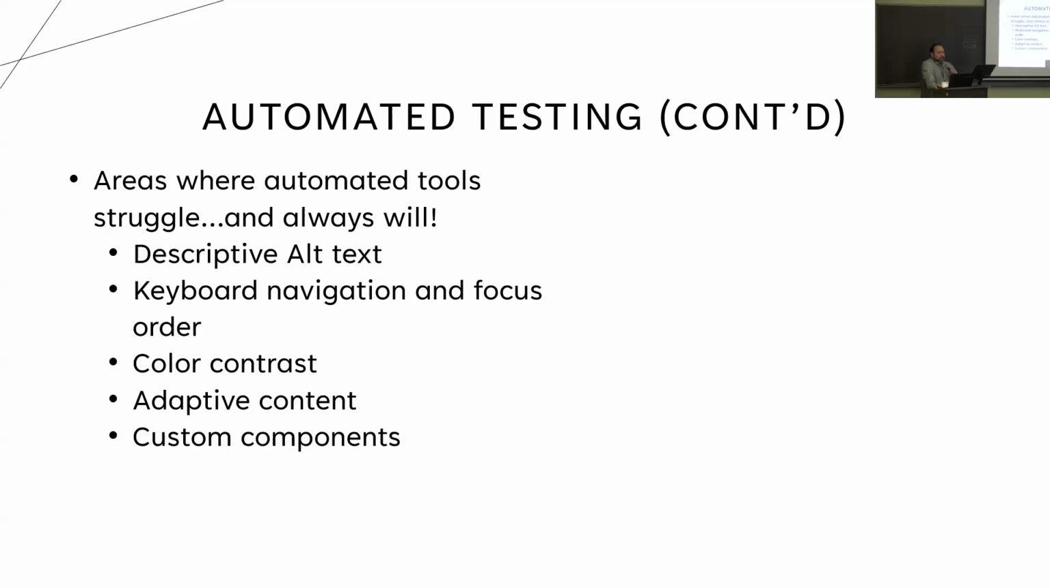And the last couple things, adaptive content. So again, this is things that are hidden, that require some type of user interaction to activate and then display. And then custom components, whether the automated tester can understand what those are being used for.